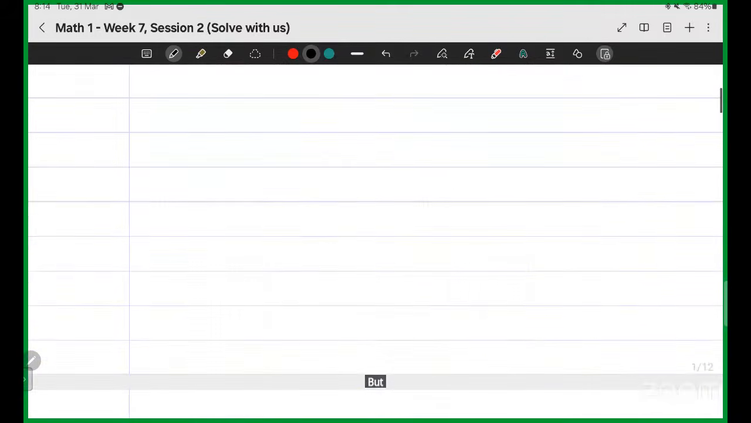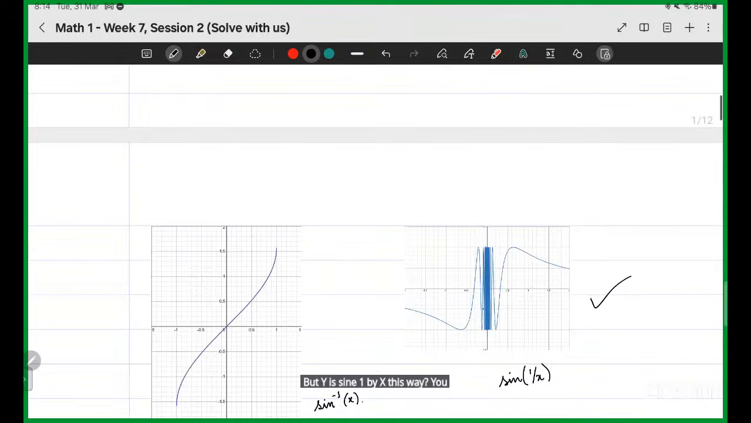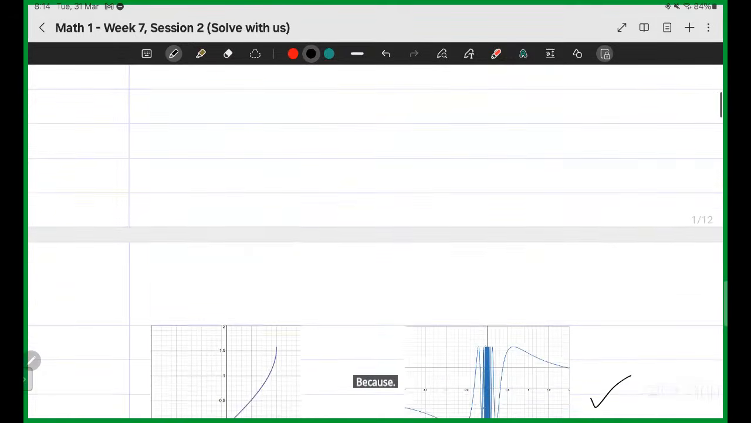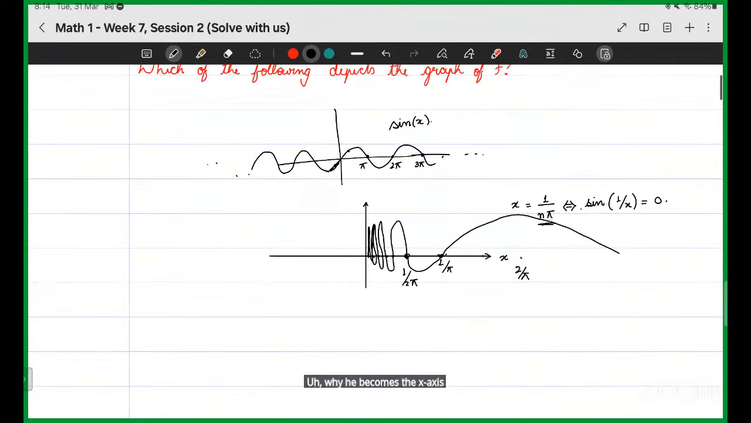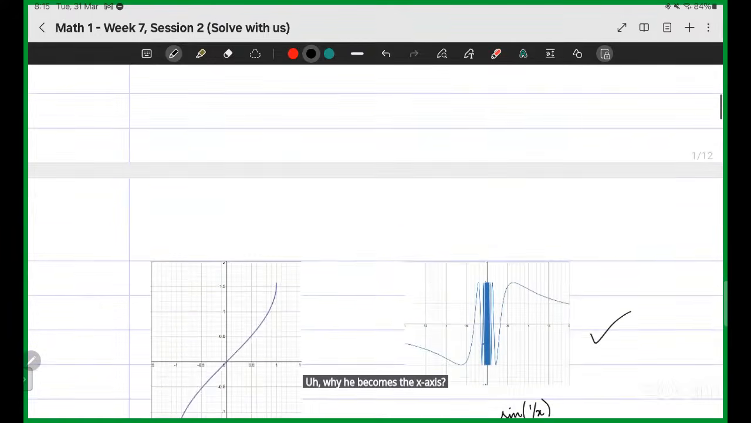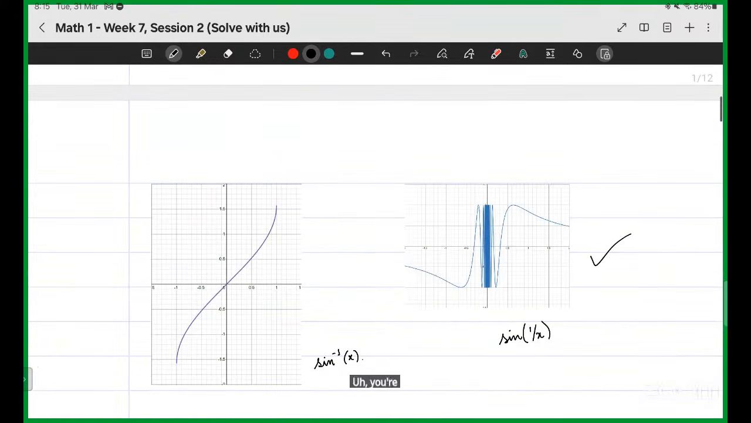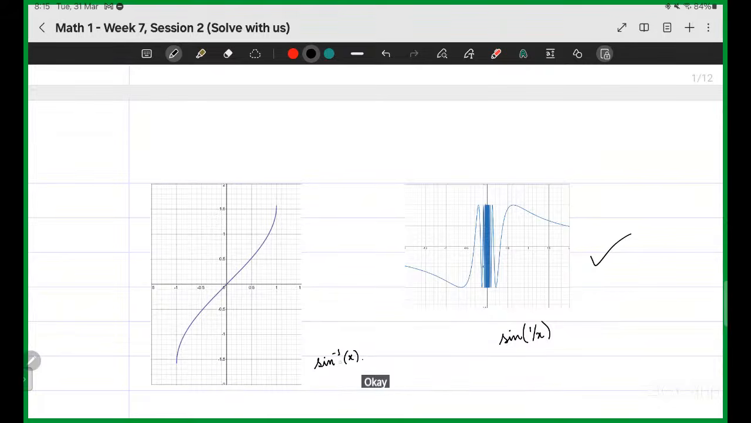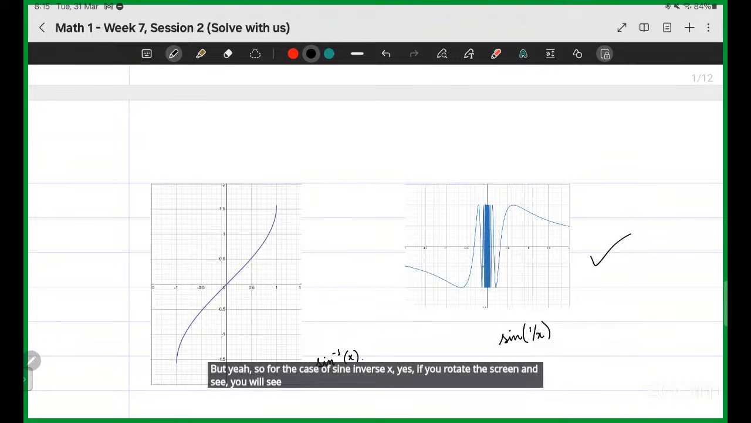But why is sine 1 by x this way? You can spend a little more time if you have not got it yet. If you flip it, you can see it about the first graph. No, sine of 1 by x is what our focus is mainly. But for the case of sine inverse x, yes, if you rotate the screen and see, you will see a section of the sine function itself.